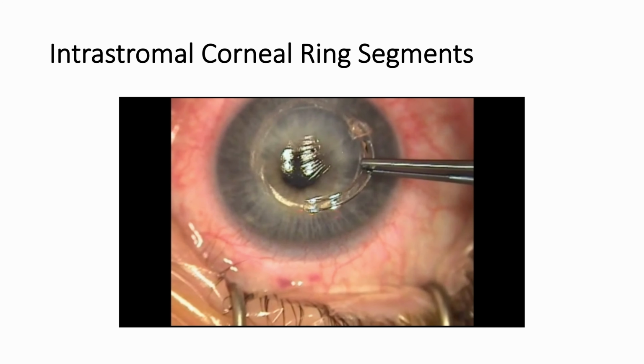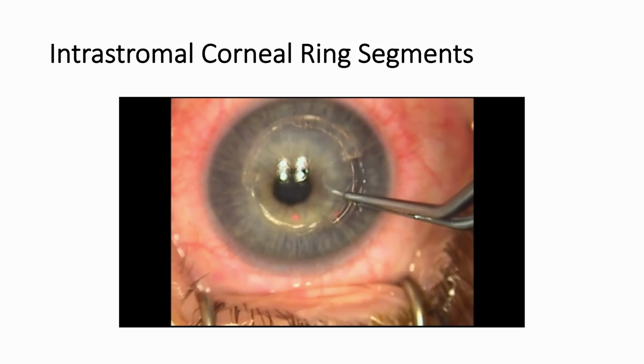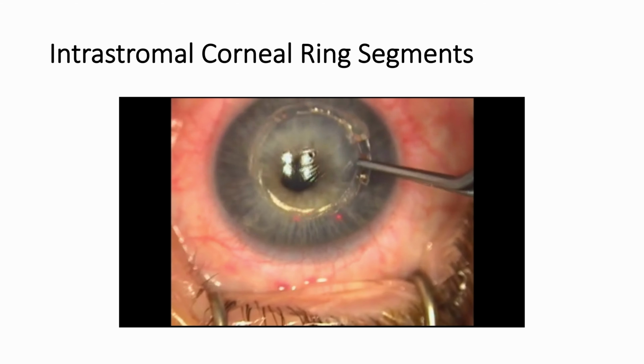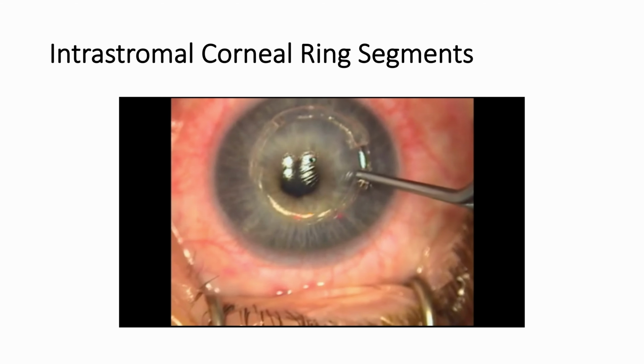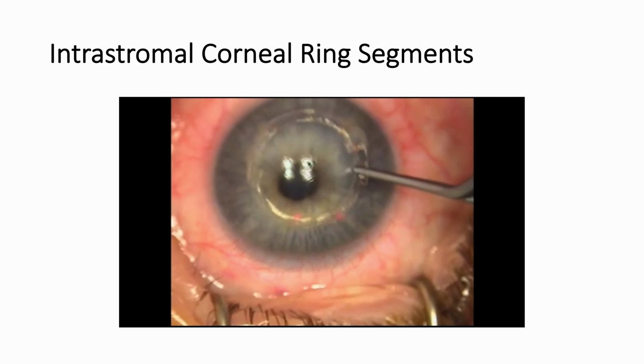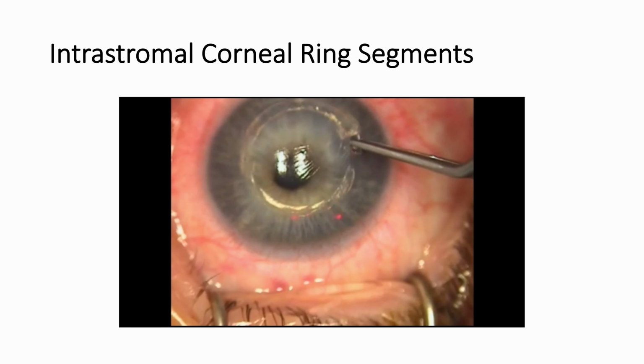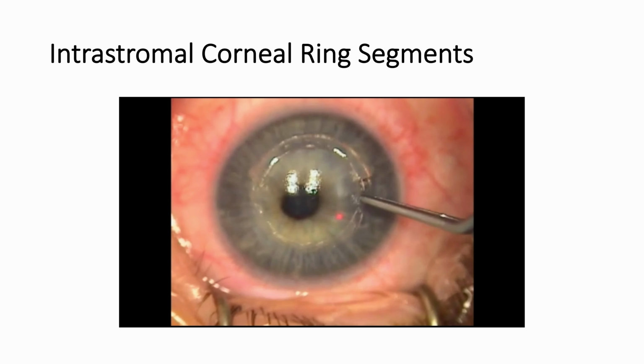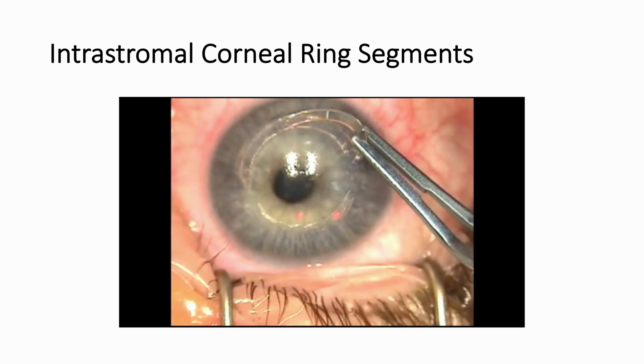We always do the larger segment first, which is typically the inferior if this is a decentered inferior cone, and we're going to gently advance, making sure that we're in the proper location through the femtosecond laser enabled channel. We can finish the insertion with a blunt nudge of the insertion forceps and or a Sinskey hook.